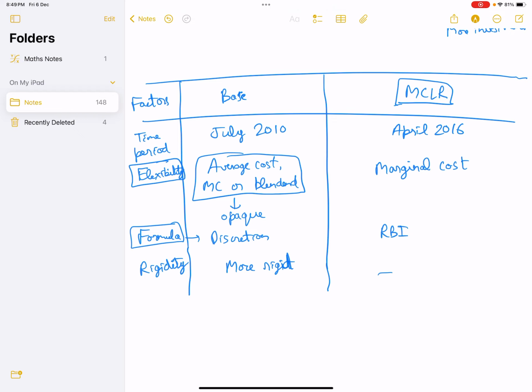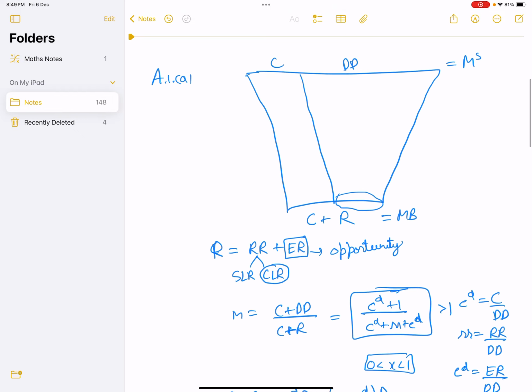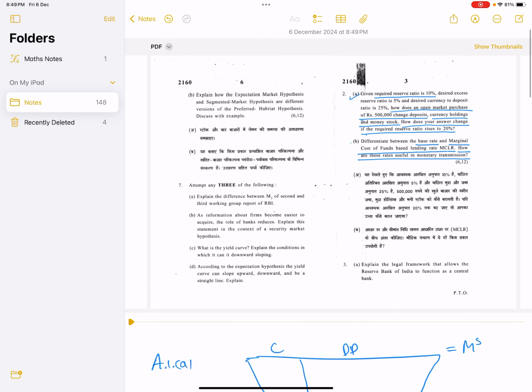Okay, now coming to our next question, we are done with question 2. Explain the legal framework that allows the Reserve Bank of India to function as a central bank. So in this case, first we can write about the 1934 Act, where it was stated that the purpose of the bank is to ensure that there is adequate credit supply and to issue the notes. Then in 1949, it was nationalized.